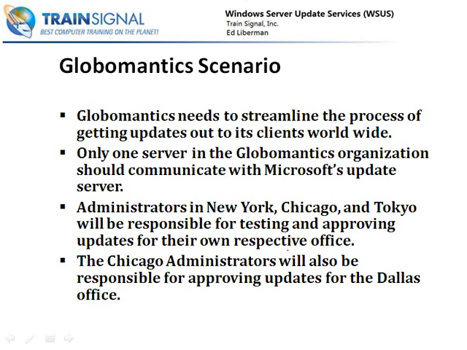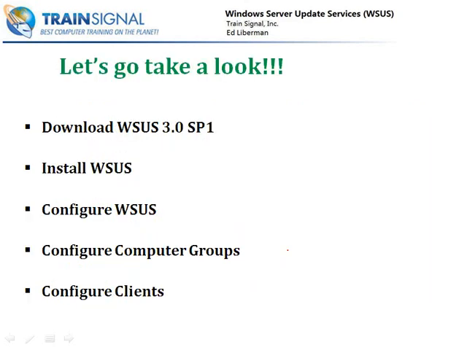Are you confused yet? All right, well, I'll tell you what. Why don't we go in and actually take a look at our servers and get this all set up? So what we're going to do is, first of all, we need to download WSUS 3.0 Service Pack 1. After we have it downloaded, we're going to install it. We'll then need to configure it, and when we're configuring it, I'm going to show you how the configuration is going to be slightly different in each of the different offices to meet the requirements that GlobalMantics has set up.